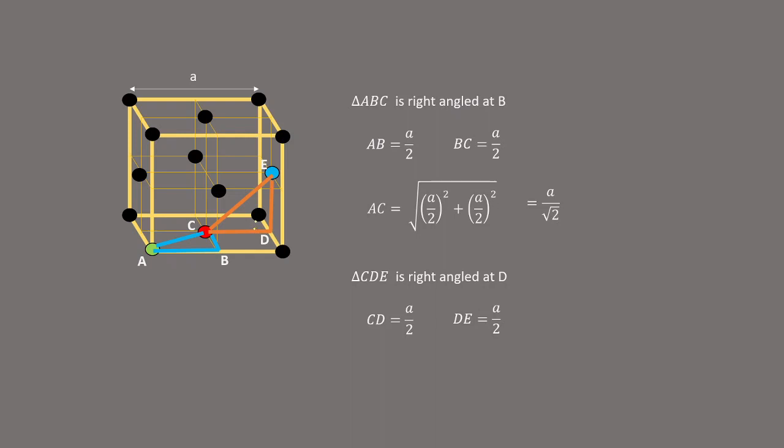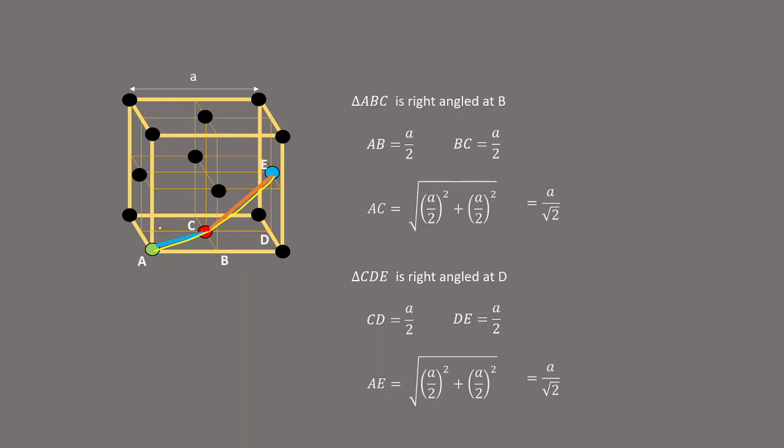And then again you have this right angle triangle, and you can apply Pythagoras theorem to calculate the length of the hypotenuse CE. This is CE, and CE turns out to be a/√2 once again. So these are congruent triangles. In fact, ABC and CDE are congruent triangles. They have the exact same dimensions. Now we see that AC and CE are equal. So the distances from A to C and C to E are equal.